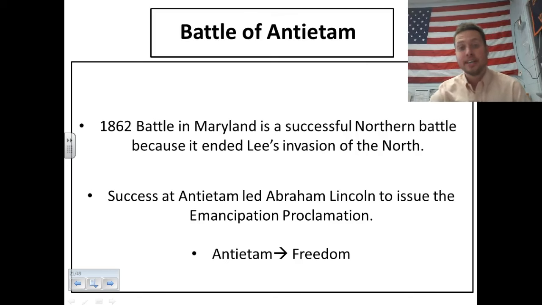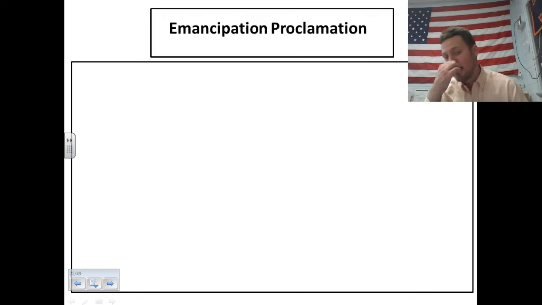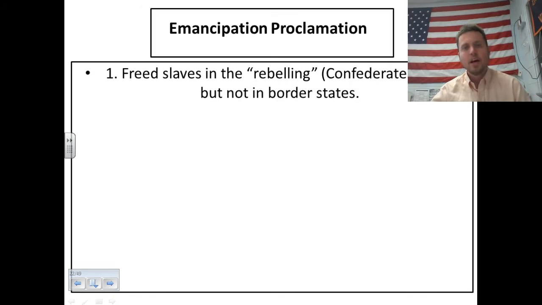If we just did this, you know that the next card is going to be the Emancipation Proclamation. There's a bunch of stuff we need to know for this. This is going to be a longer card, so we're going to need to write a little bit smaller. You ready to roll? Number 1, it freed slaves in the rebelling or Confederate states, but not in the border states. People mistakenly think that the Emancipation Proclamation freed all the slaves.